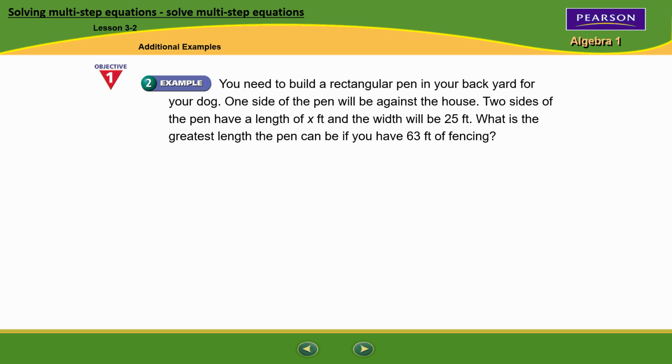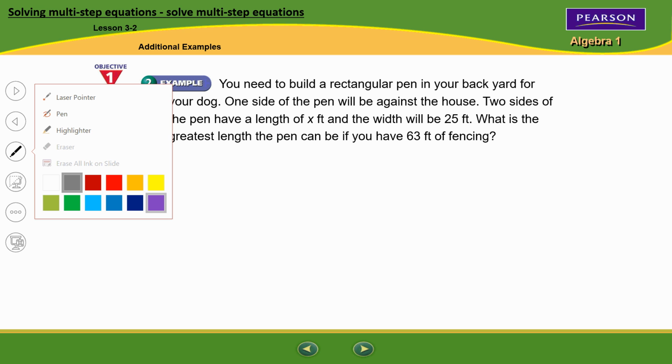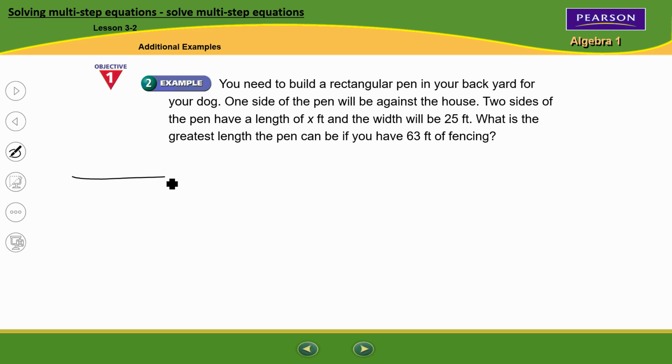You need to build a rectangular pen in your backyard for your dog. One side of the pen will be against the house. So I'm going to start drawing a little picture here. I'm going to get the house going. So here's my house. This is the wall of the house. And we're building a rectangular pen against the house. One side of the pen's against the house.